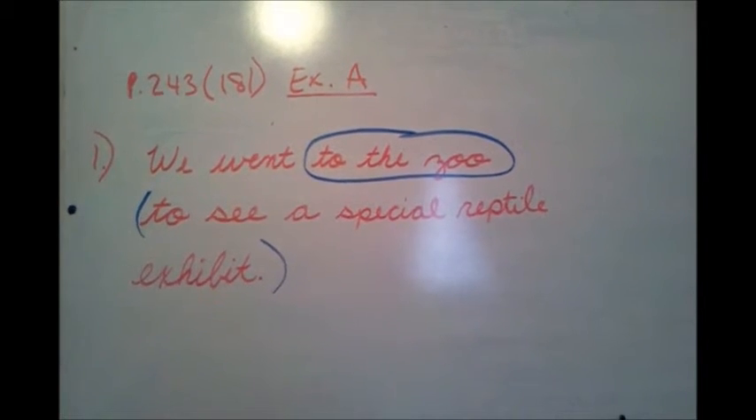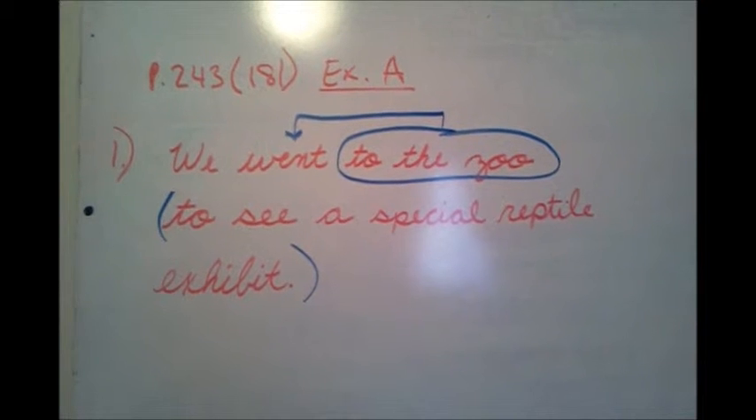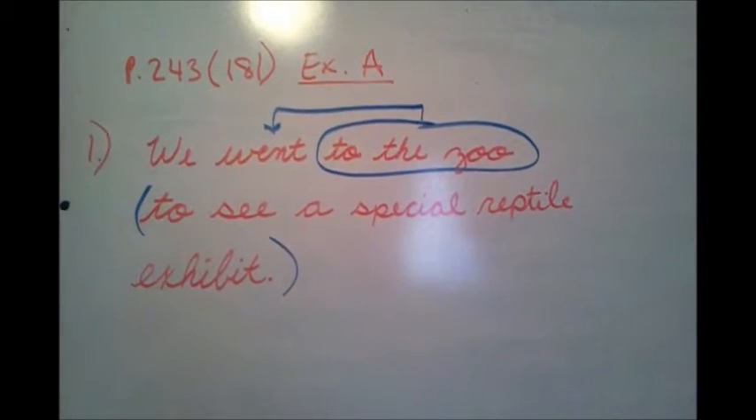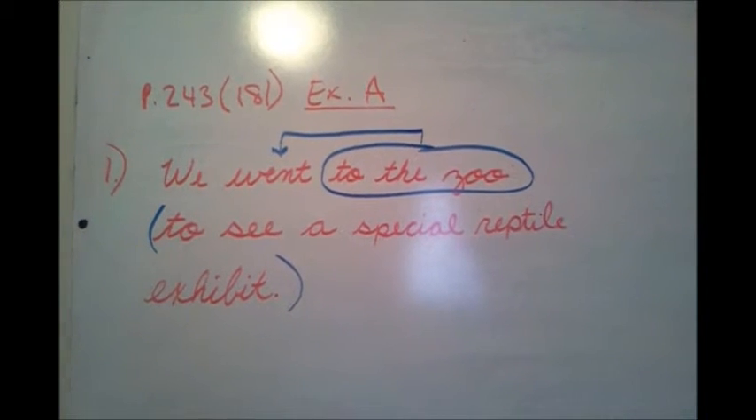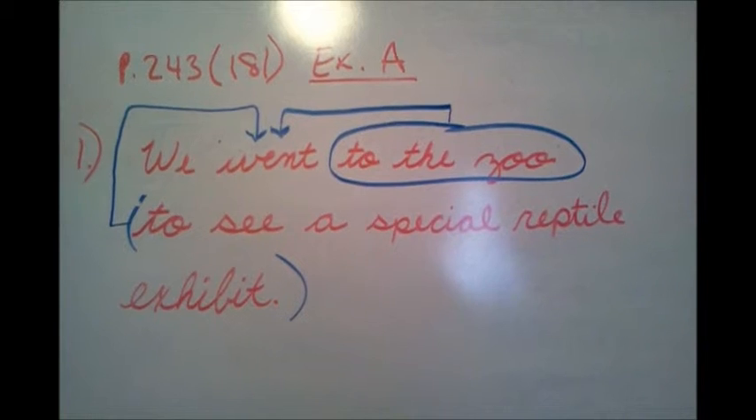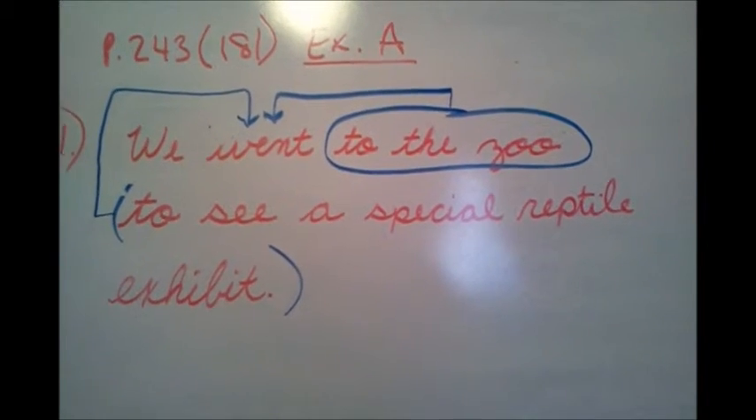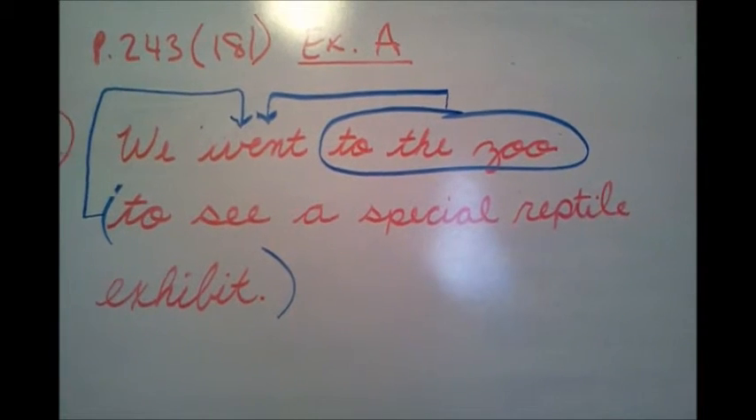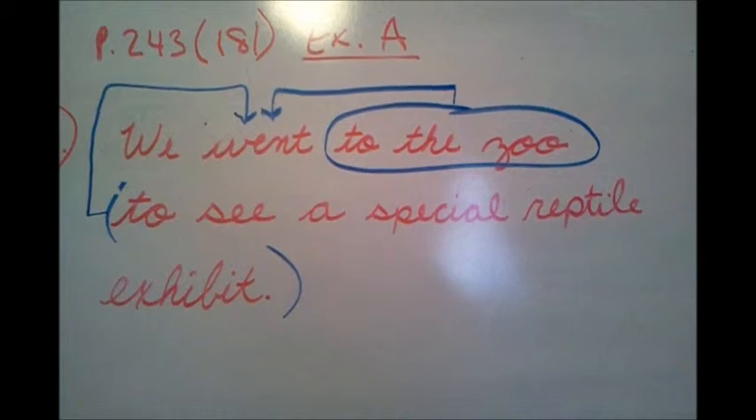So what questions are these phrases answering, and about which words? To the zoo answers the question where about the verb went. Where we went? To the zoo. To see a special reptile exhibit does the same thing. Well, it modifies went, but it answers a different question. It tells why we went.